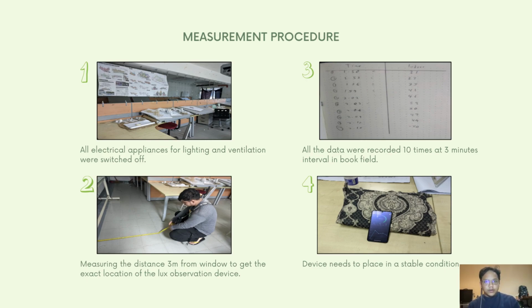Next, let's look into the measurement procedure. The first one is that all electrical appliances for lighting and ventilation, such as air conditioning and fluorescent lamps, were switched off. Next, we need to measure a distance of at least 3 meters from the window and opening to get the exact location of the lux observation device.